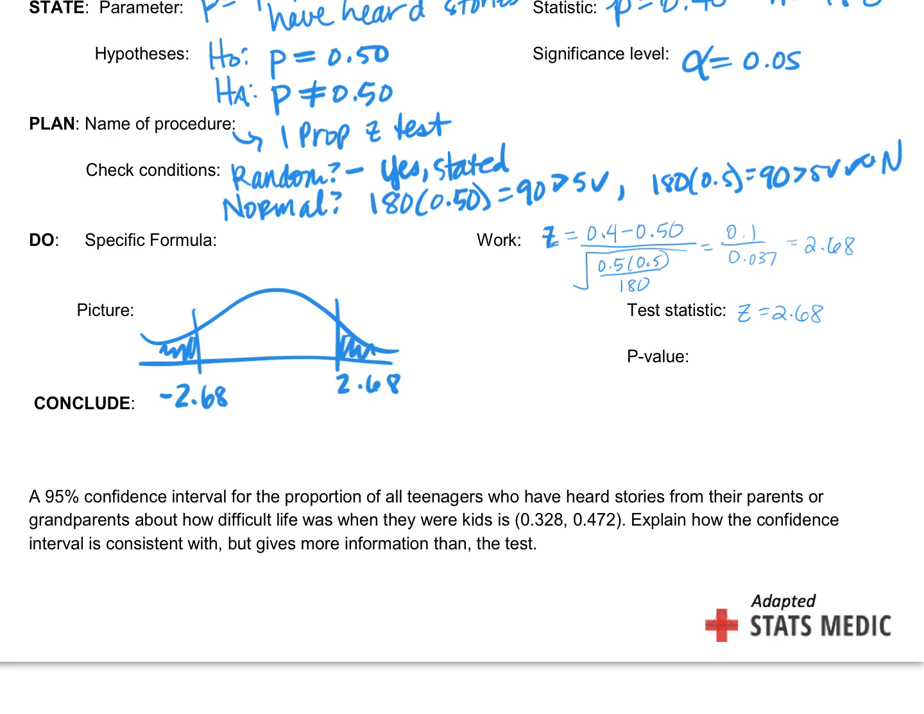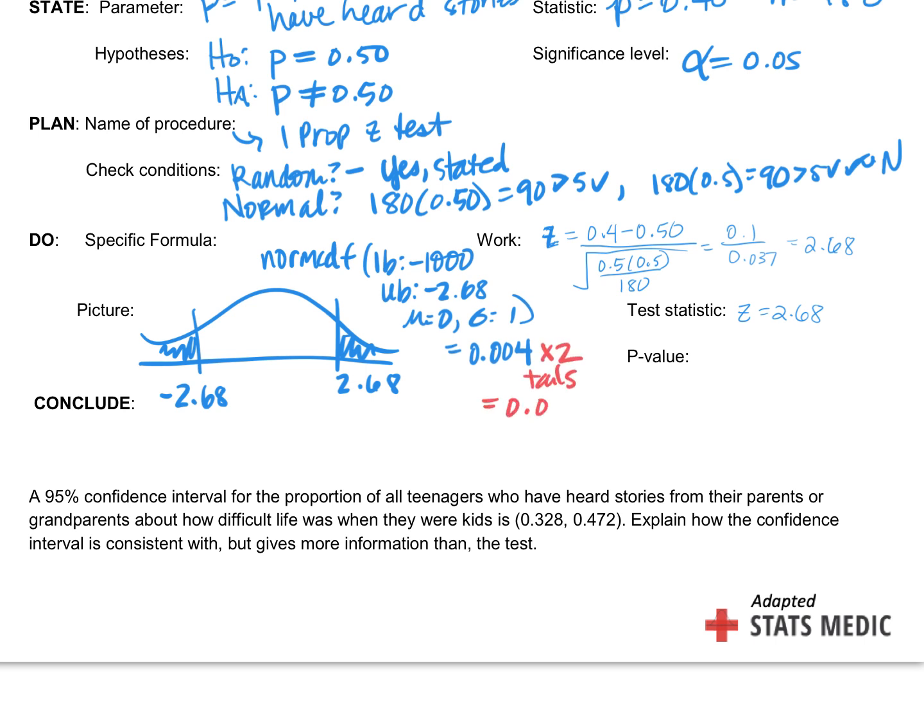So what I have to do is find one of them, but since it's symmetrical, if I find one and just multiply by 2, I've got the sum, don't I? So either way you want to put it in your calculator is fine. So if I do norm CDF, if I do my lower boundary as negative 1,000, upper boundary as negative 2.68, just be careful, make sure it's negative. Mu is 0 and sigma is 1. All right, and I get 0.004, but here's the kicker. I got to multiply by 2 because of 2 tails, right? So it's going to be 0.008.